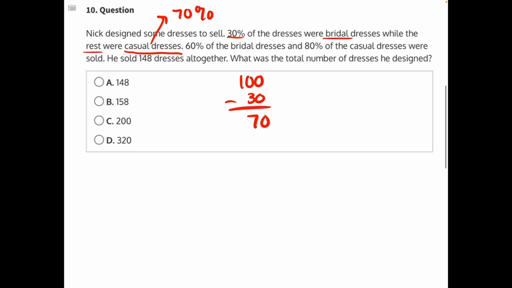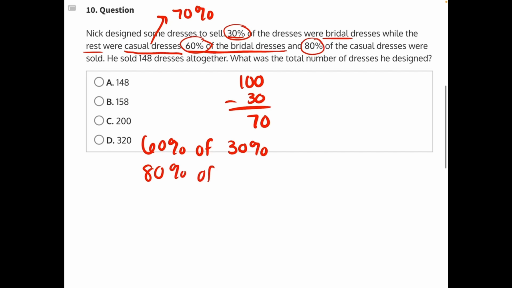Now that we have that information, we can find what is 60% of 30%, because 60% of the bridal dresses, which are 30% of the total amount of dresses, were sold. And we can do the same thing for the casual dresses, right? 80% of the casual dresses were sold, so we need to find 80% of 70%, or the casual dresses.